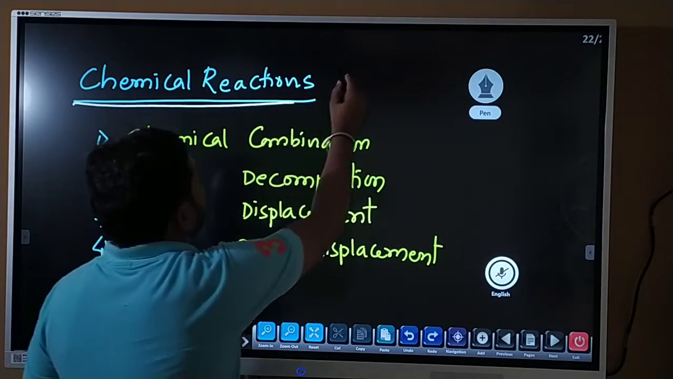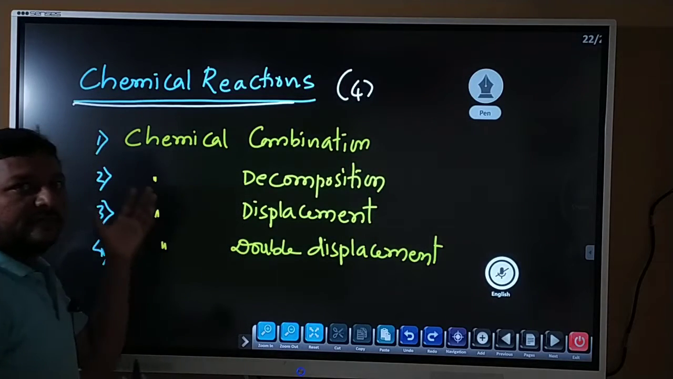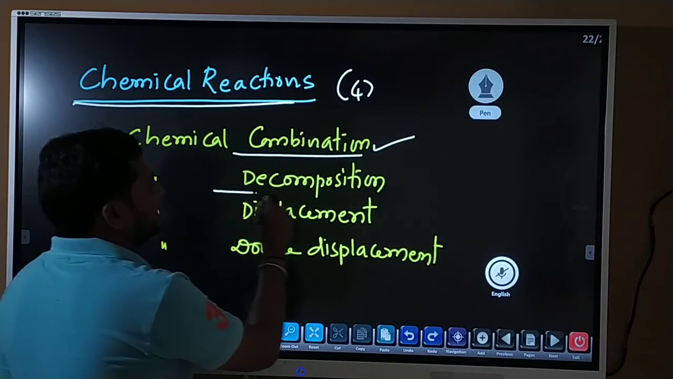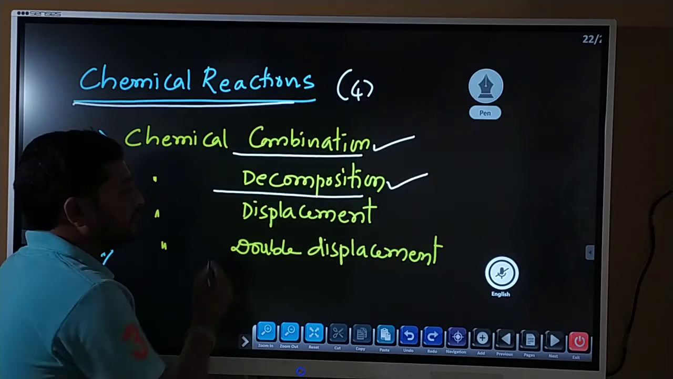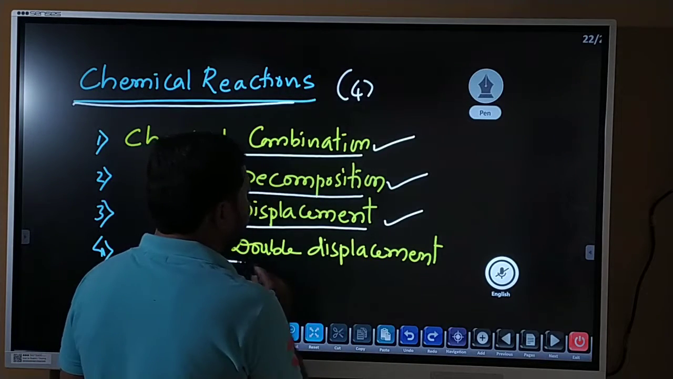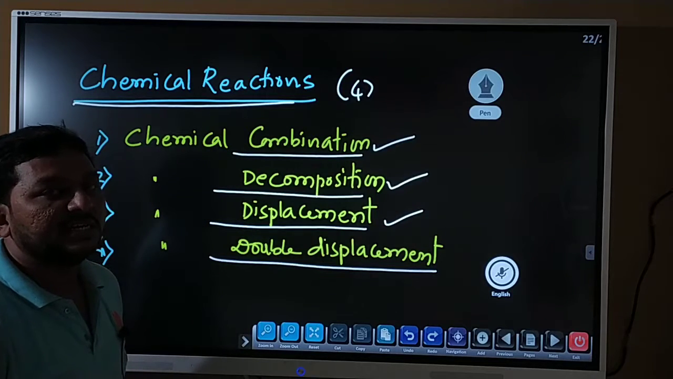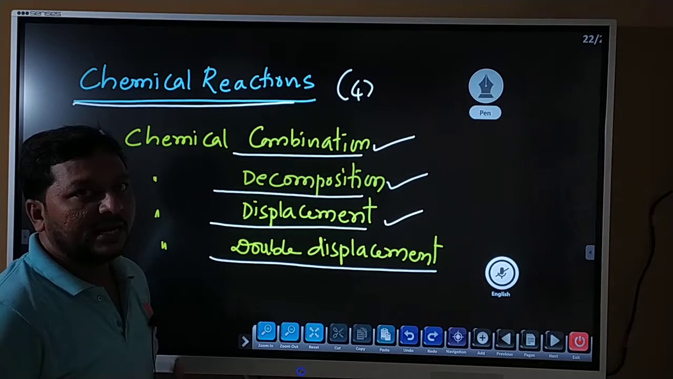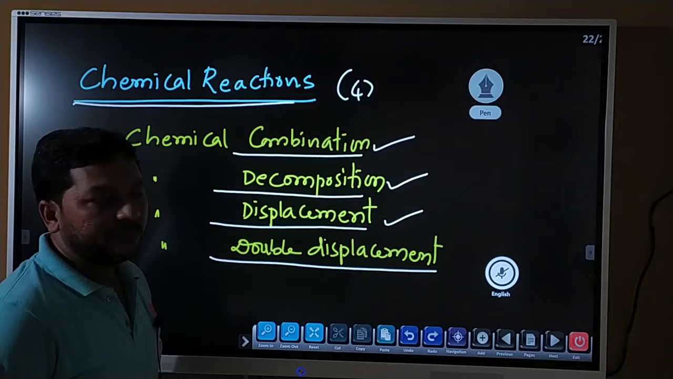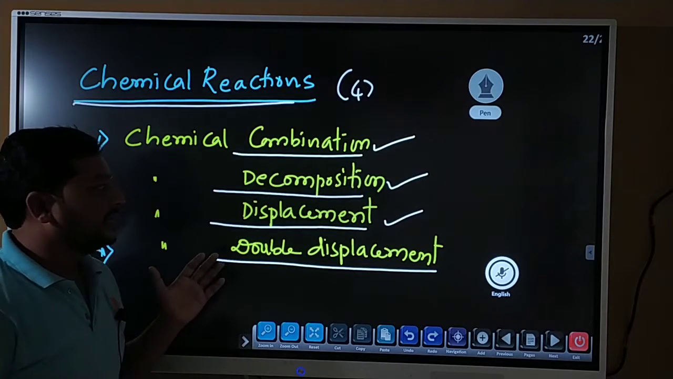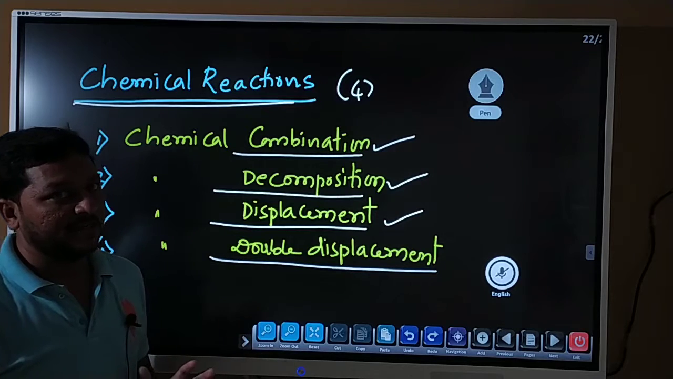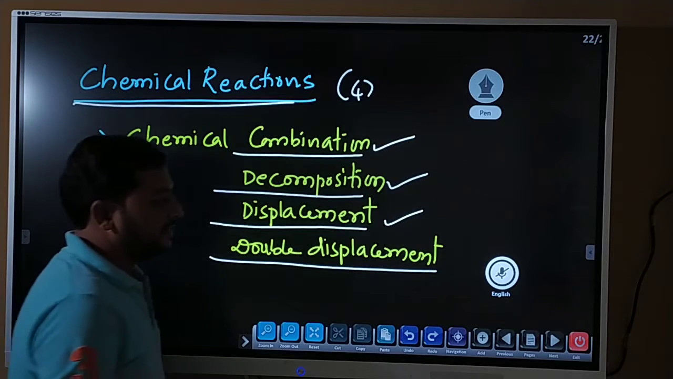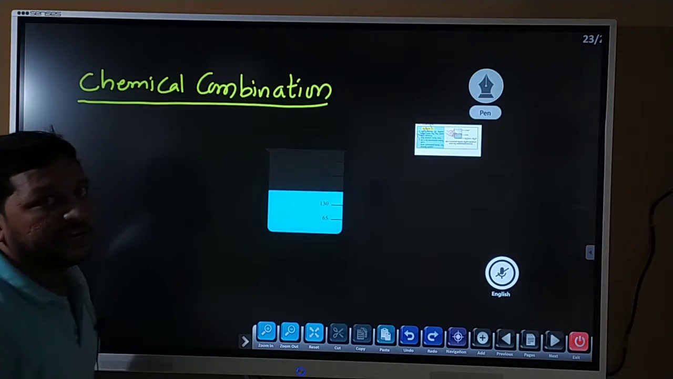There are four types of chemical reactions; we will list them here. One is chemical combination, second is chemical decomposition, then chemical displacement and chemical double displacement. These are the four types of chemical reactions. We will discuss them one by one. First we will discuss chemical combination.